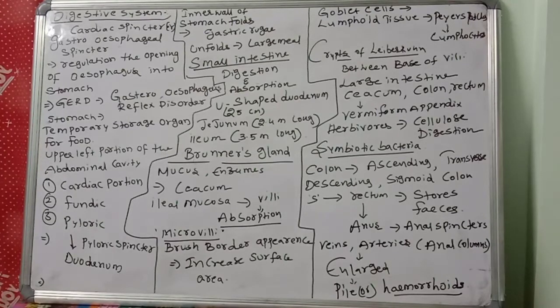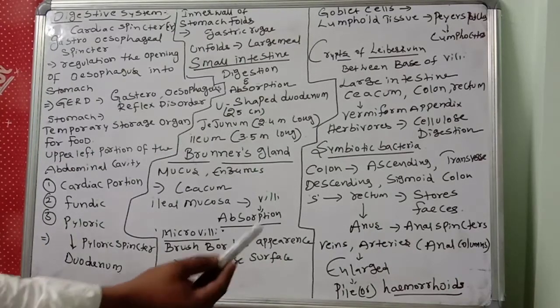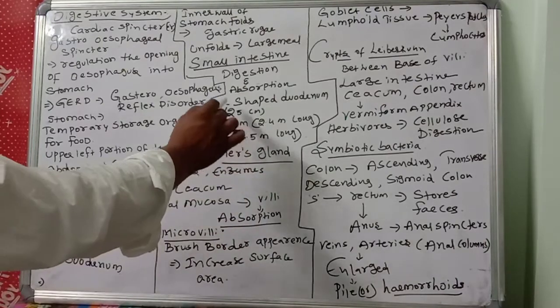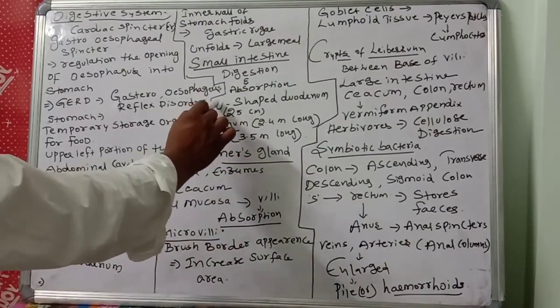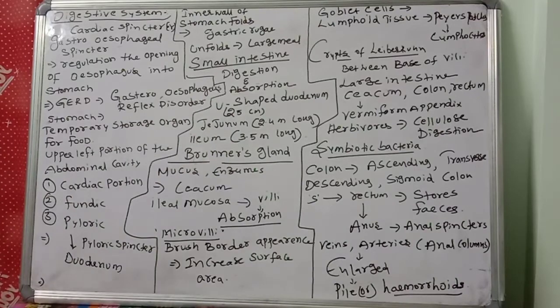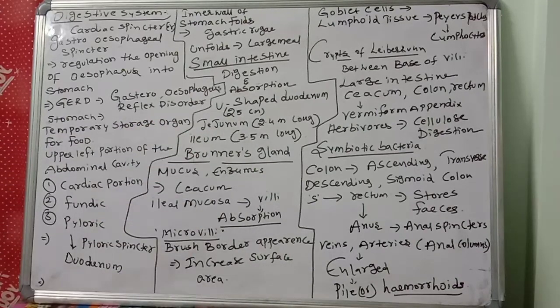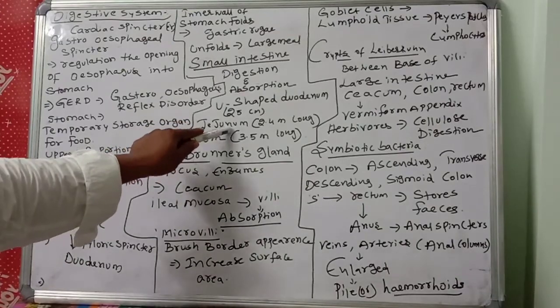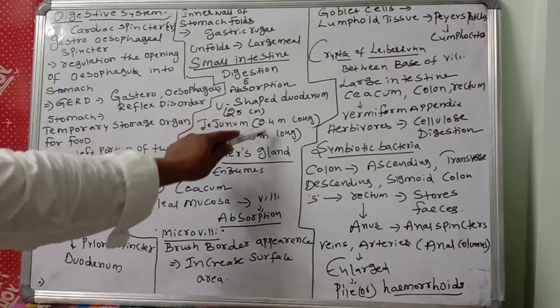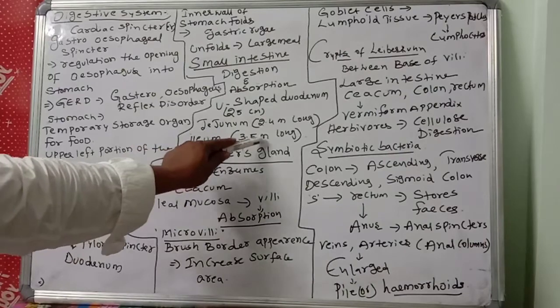There are three parts in the small intestine. How many parts are there in the small intestine? Three. What do you call the first part? The U-shaped duodenum, very important. Which shape? U-shaped duodenum. It is 25 centimeters long, then the jejunum in the middle is 2.4 meters long, and the ileum is 3.5 meters long.